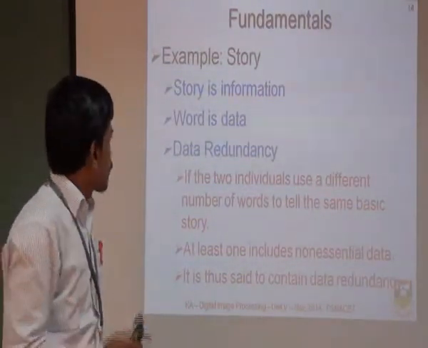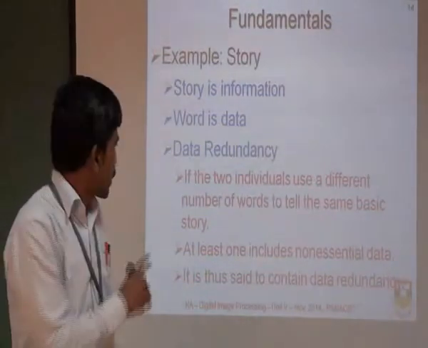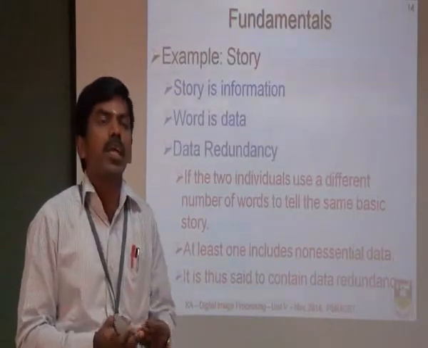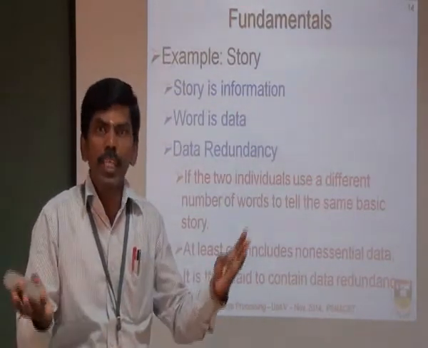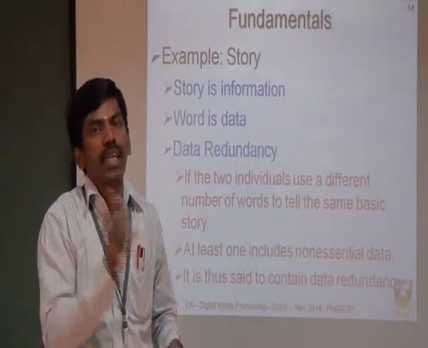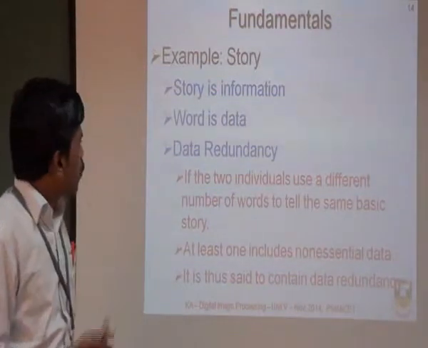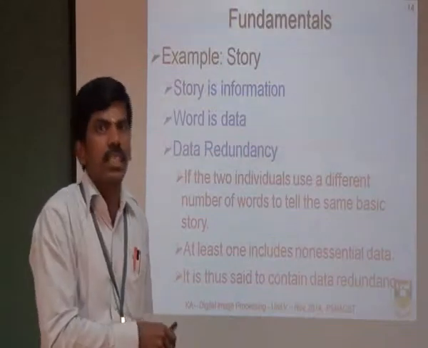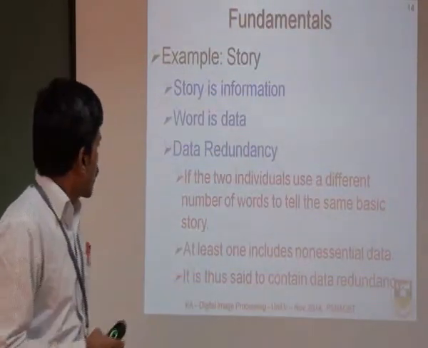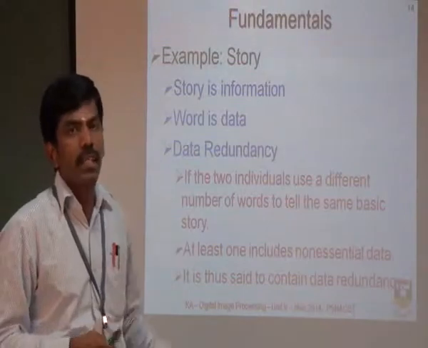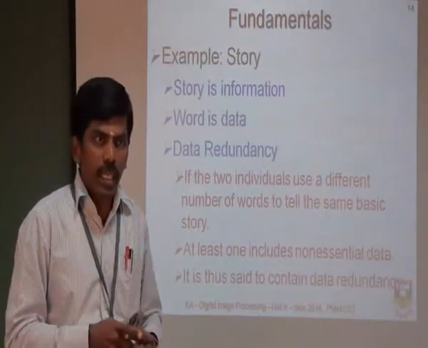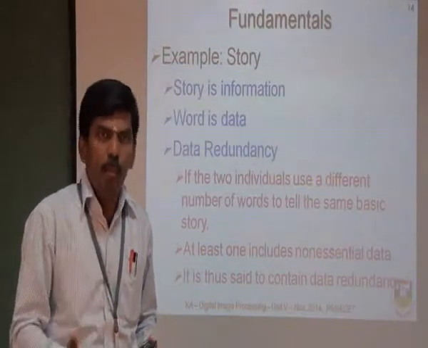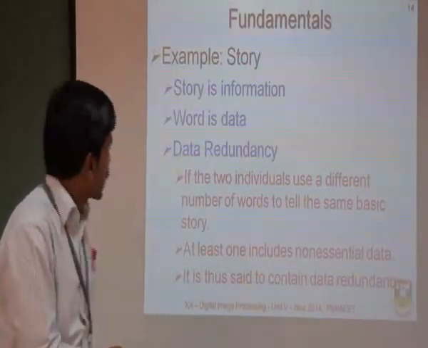Data redundancy arises when two individuals use a different number of words to tell the same basic story, that is, different wording. Somebody writes one page to convey the information, somebody else only half a page. At least one of them includes non-essential data in the magazine, so it is said to contain data redundancy. So what is redundancy? It is irrelevant information, or the same message repeated. That is called redundancy.